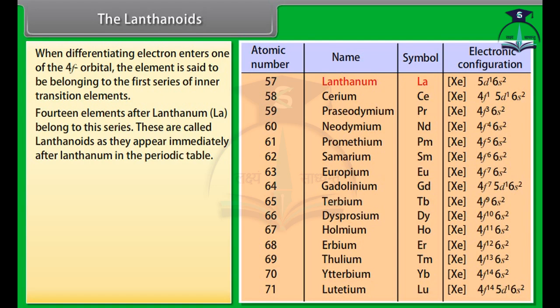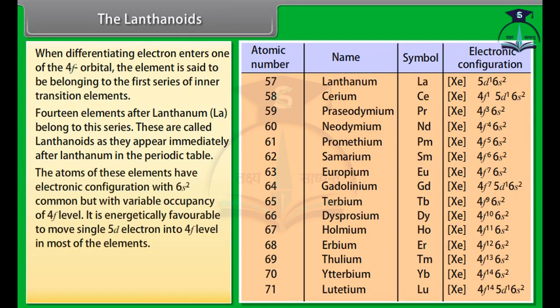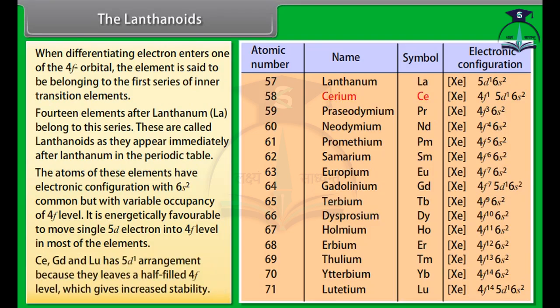14 elements after lanthanum belong to this series. These are called lanthanoids as they appear immediately after lanthanum in the periodic table. The atoms of these elements have electronic configuration with 6s2 common but with variable occupancy of 4f level. It is energetically favorable to move single 5d electron into 4f level in most of the elements. Cerium, gadolinium and lutetium have 5d1 arrangement because they leave a half-filled 4f level which gives increased stability.